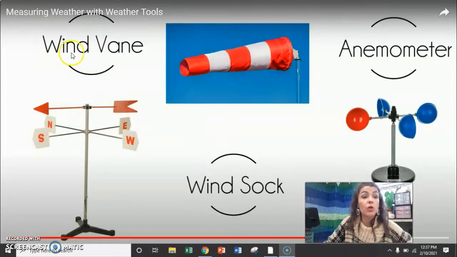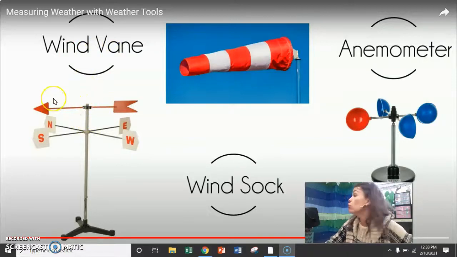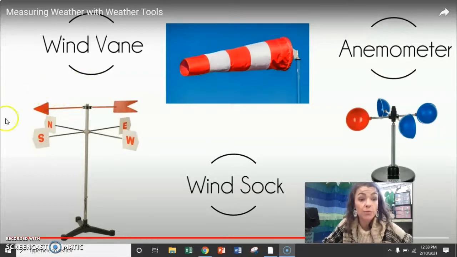This first one is called the wind vane. You might have seen one of these up on top of the roof of a house. Sometimes there's a rooster or a chicken on top. And it moves with the wind and points at the direction the wind is blowing.